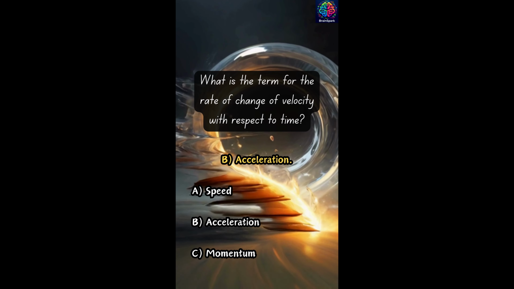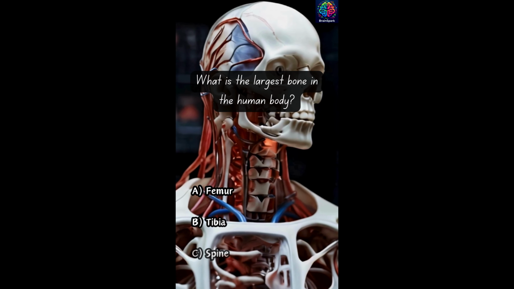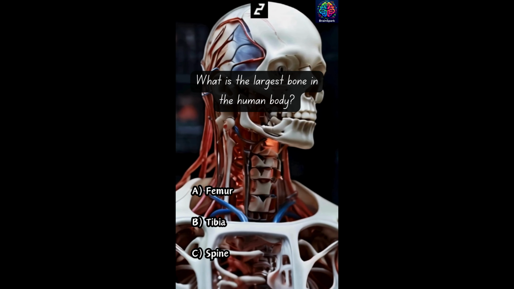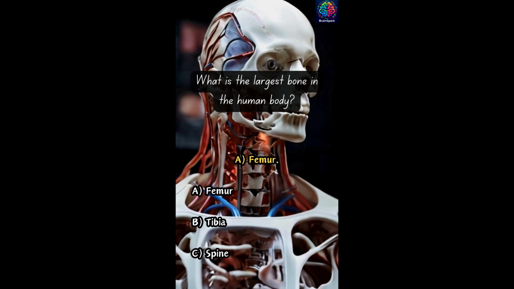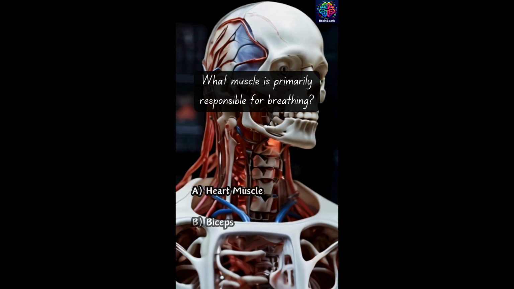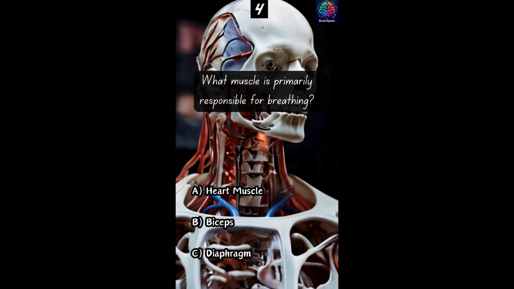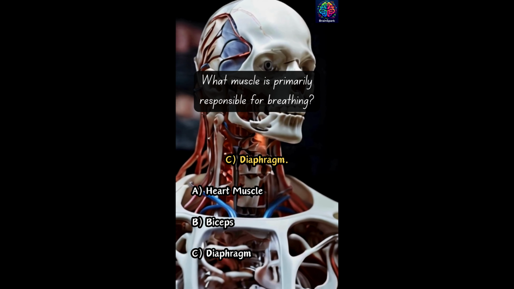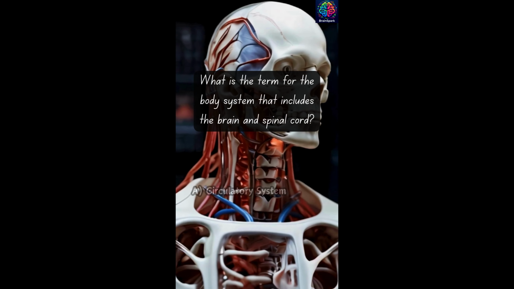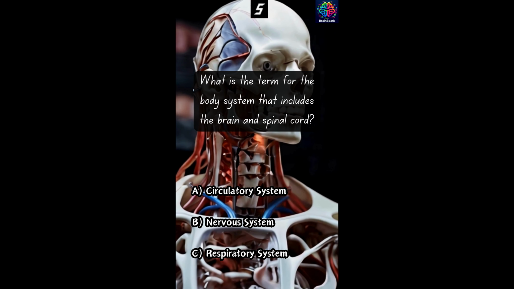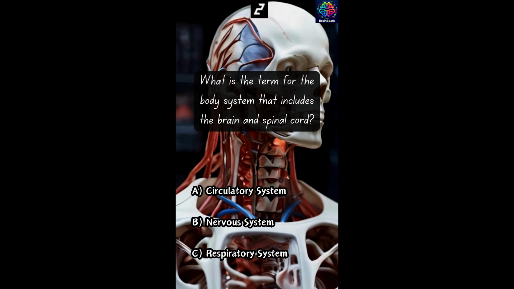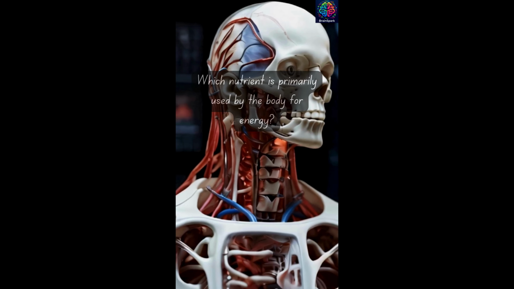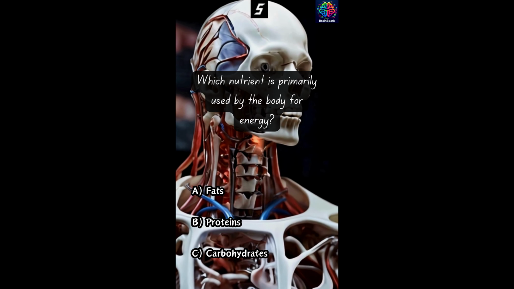B. Acceleration. What is the largest bone in the human body? A. Femur. What muscle is primarily responsible for breathing? C. Diaphragm. What is the term for the body system that includes the brain and spinal cord? B. Nervous system. Which nutrient is primarily used by the body for energy?